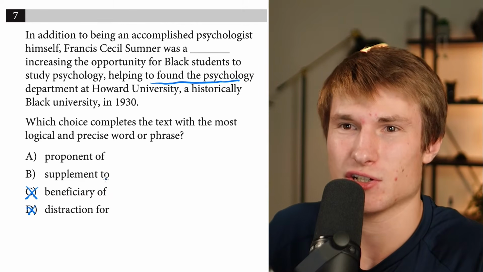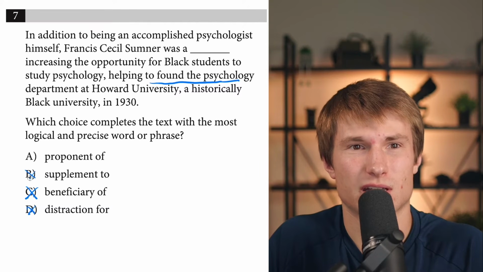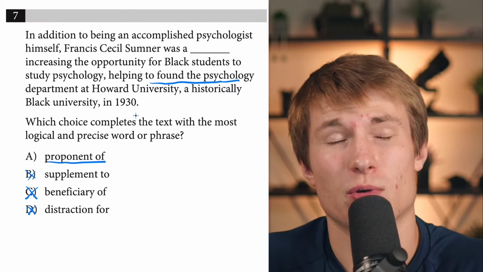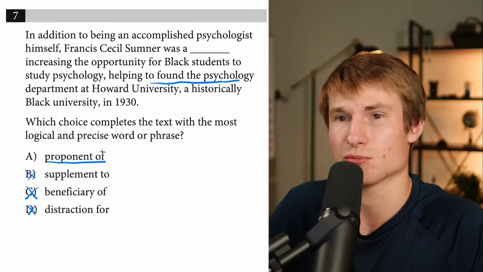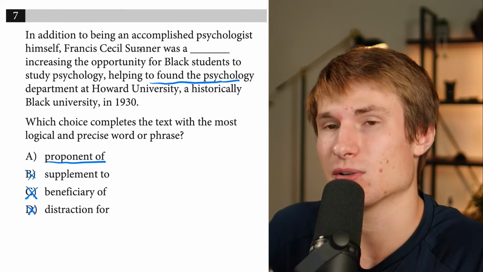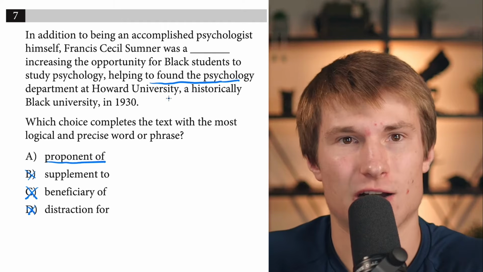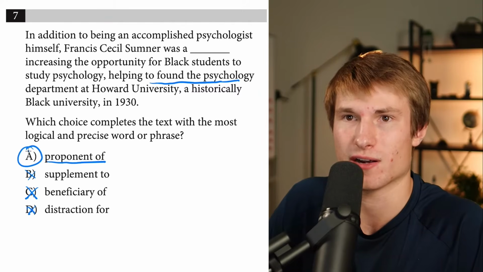He can't be a beneficiary of something that he's creating or advocating for, or a distraction for. He's obviously not a distraction. He's pushing for it. Okay, was a supplement to increasing. We wouldn't say he was a supplement. Okay, so it would actually have to be proponent of. I was hoping we'd maybe have something stronger here, but we don't. Okay, so proponent of would make the most sense. In addition to being an accomplished psychologist himself, he was also a proponent of increasing the opportunity for black students to study psychology. And we see that he's a proponent of that because he helped to found the psychology department at Howard University. So A would have to be our answer there for number 7.